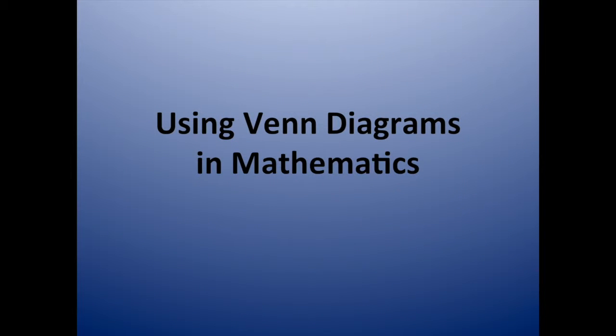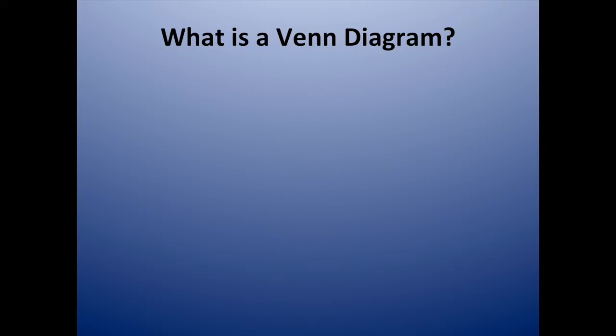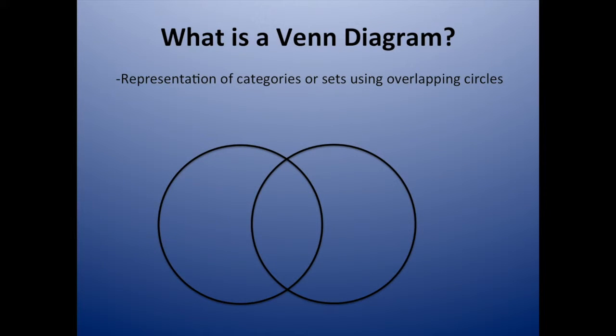Using Venn diagrams in mathematics. What is a Venn diagram? A Venn diagram is a representation of categories using overlapping circles or enclosed shapes.